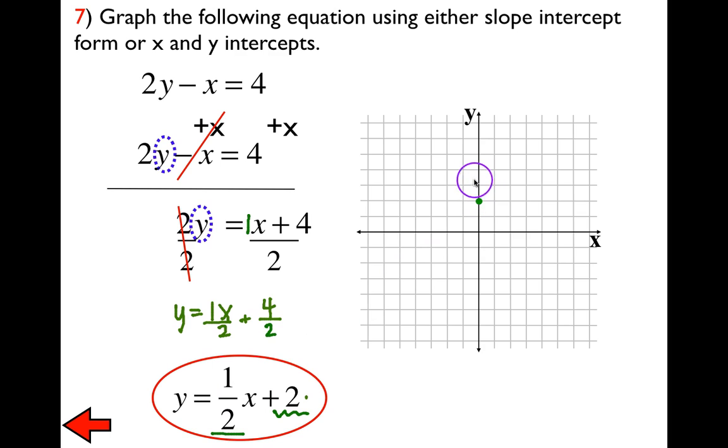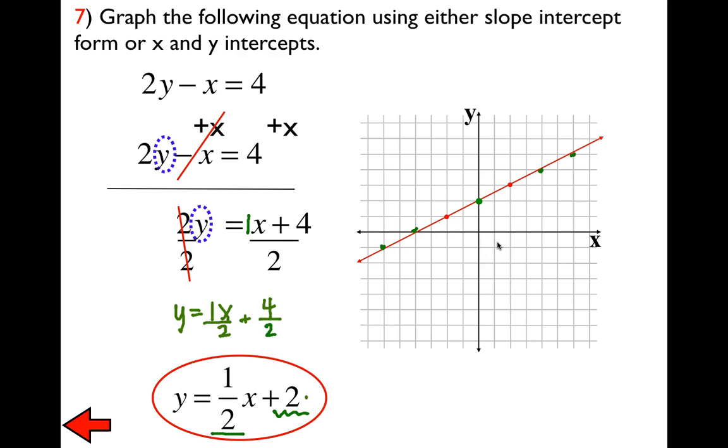It's going to go up 1 over 2, up 1 over 2, up 1 over 2, and then I can also go backwards. I can go down 1 to the left 2, down 1 to the left 2, down 1 to the left 2, and simply draw your line from there. So notice I can do that.